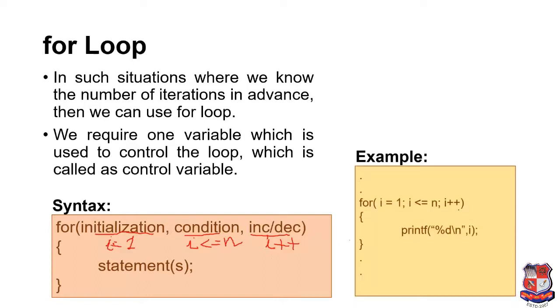So it will be like this, we already discussed: i equals to 1, i less than or equal to n, and i plus plus. Then we have to write the printf statement. One major benefit over here is that we don't have to bother to initialize the value and do the increment and decrement separately like in while and do while loop. Over here we just have to mention each and everything inside the for loop.